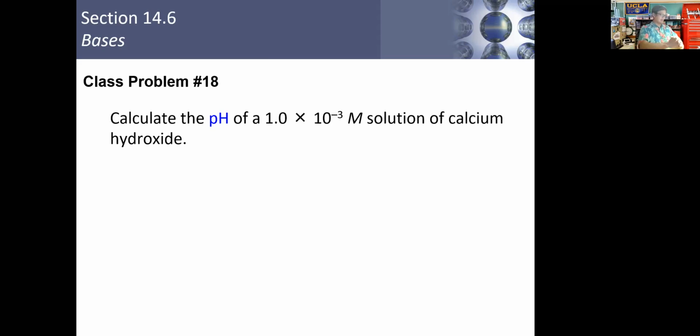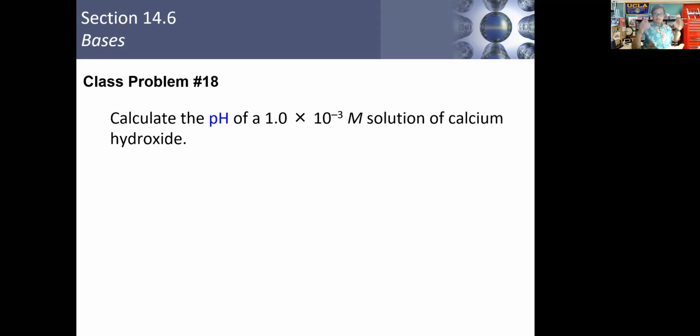Let's take about 3 minutes to work through this problem and show me what the pH is of this solution made up of a 1.0 times 10 to the minus 3 molar solution of calcium hydroxide. Okay, 3 minutes. Let's work this out, and then we'll go over it together. Go ahead and take 3 minutes.